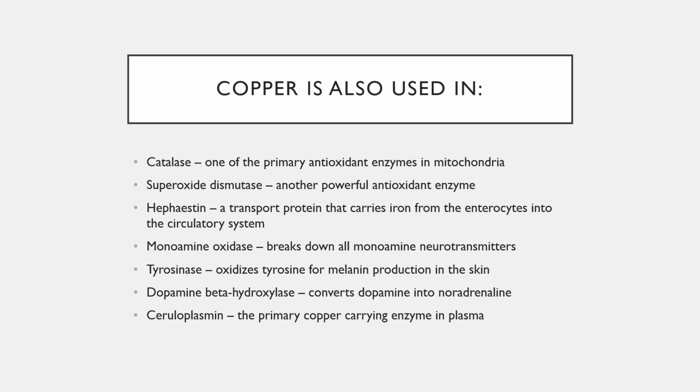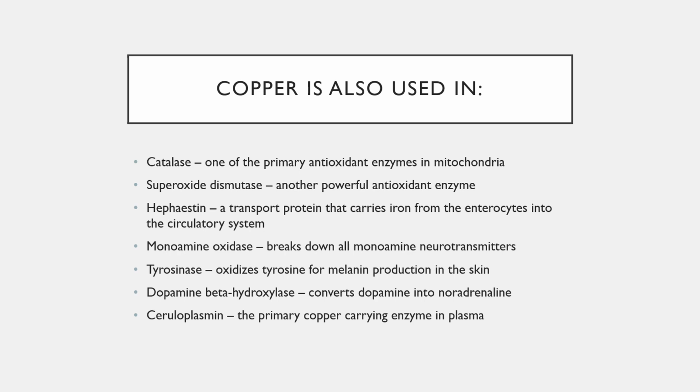The other enzyme that uses copper in the brain is dopamine beta hydroxylase. This is the enzyme that metabolizes dopamine into noradrenaline, which is also really pivotal. Noradrenaline is an analog of adrenaline that's another one of the primary neurotransmitters in the brain.